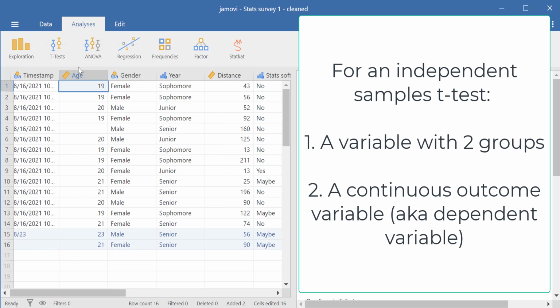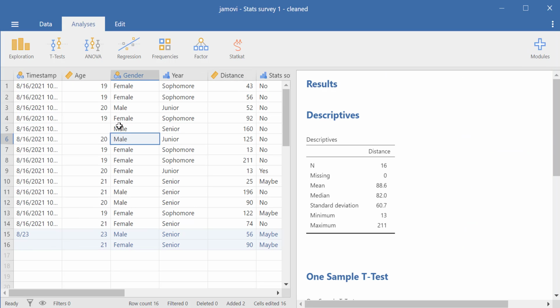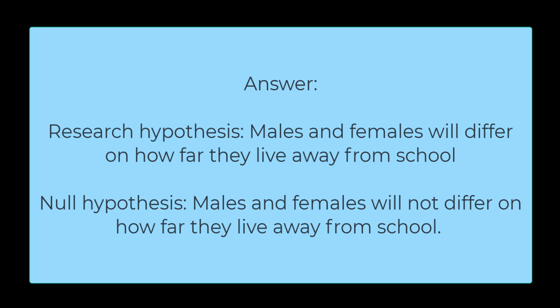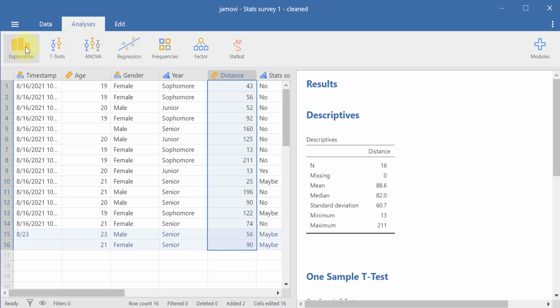The only other continuous one I have is age. So we could do something like, do females and males differ on the average age in this class? So I'm going to go with gender. Does gender influence how far away you live from school? So I don't have a directional hypothesis, just so that you know, but I can do a couple of things. I'm just going to show you the quick and dirty way of doing the t-test.